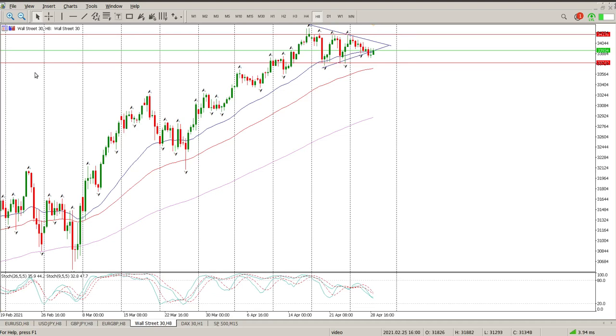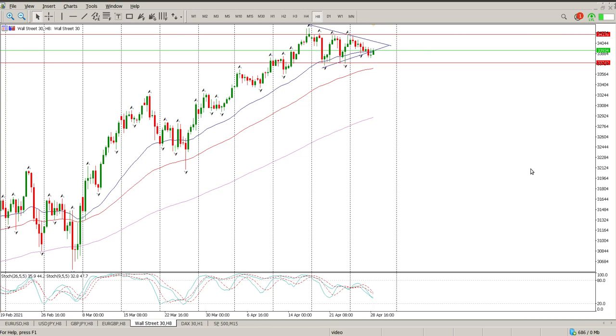Good morning, everybody, and this is your Dow Jones day trade setup for today. So, FOMC is over. No real change to anything, just exactly what the market was expecting anyway. So, very muted, no real direction or anything like that.